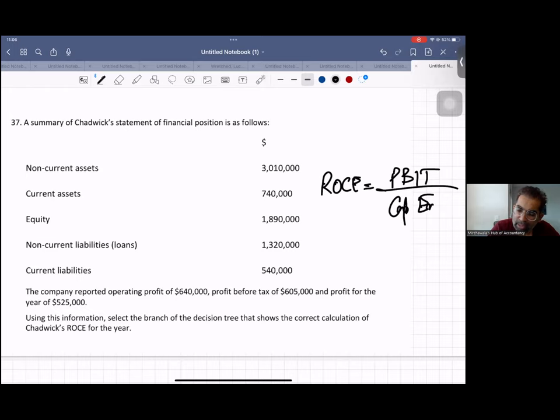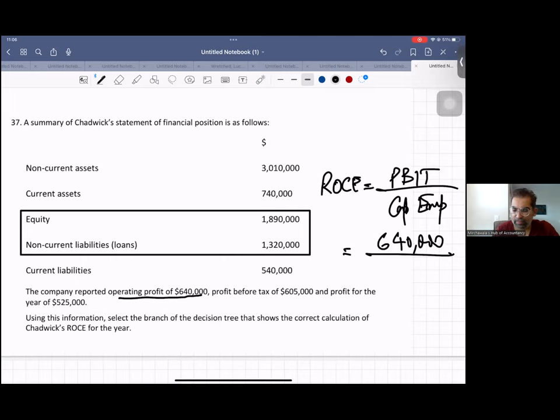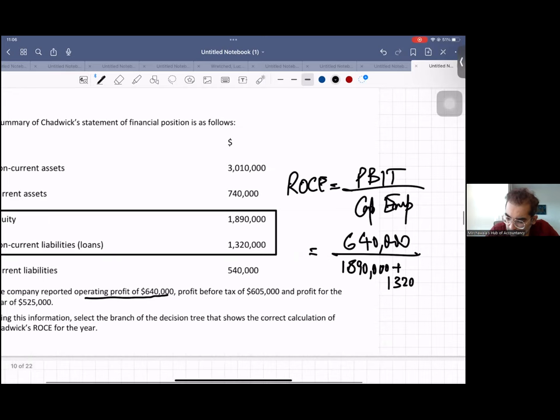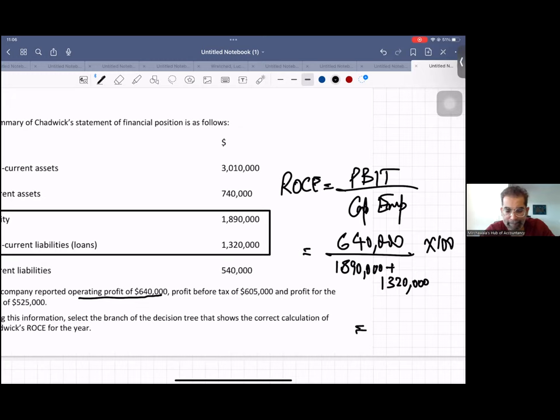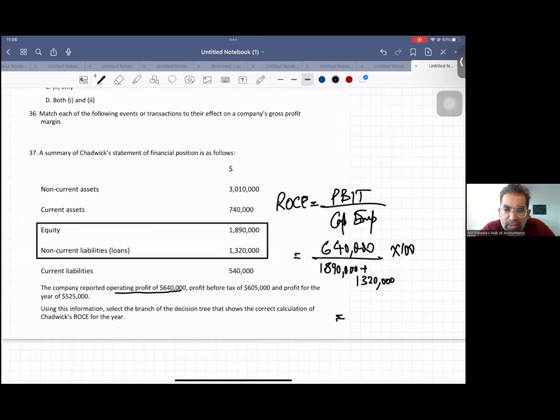Now, what is PBIT in this whole game? Operating profit is PBIT. And capital employed is equity plus non-current liabilities. So it is going to be PBIT divided by 189,000 plus 1,320, multiplied by 100. Can you tell me the percentage? It's 19.9. Somebody told me 20, so I had written 20, but let me write 19.9. Sorry.